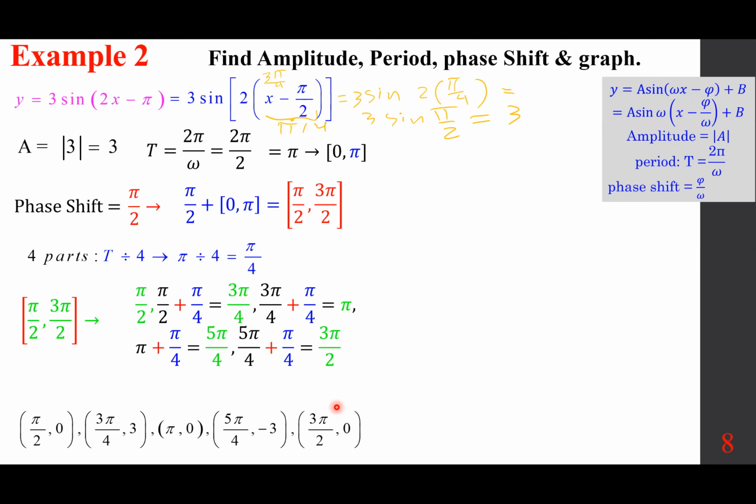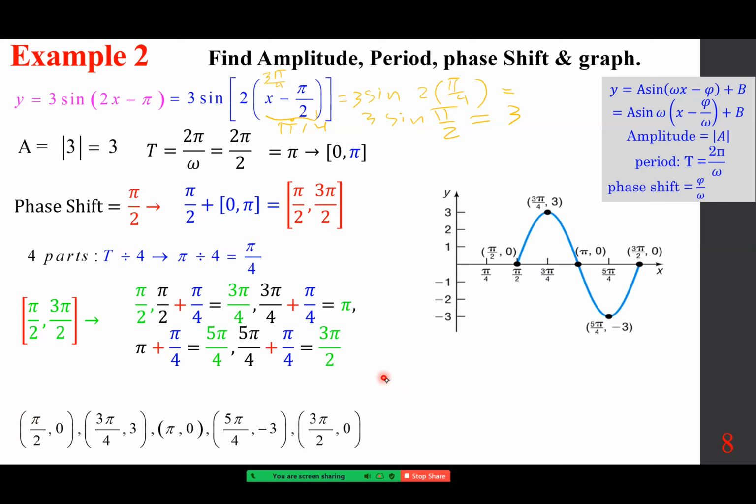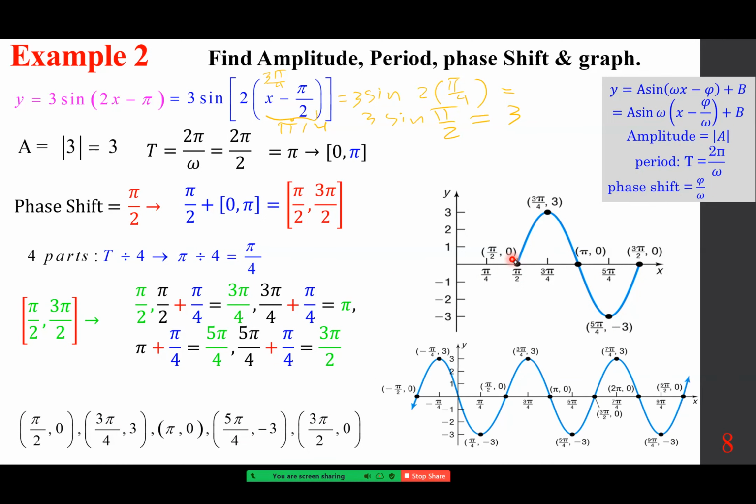So plot those pairs. Go from pi over 2 to 3 pi over 2. Pi over 2 takes place at 0. 3 pi over 2 takes place at 0, and pi takes place at 0, okay? But what about in between, 3 pi over 4 and 3, 5 pi over 4 and negative 3. This is it. One complete cycle. One complete cycle. And you continue indefinitely on both sides. It's very straightforward, everybody.